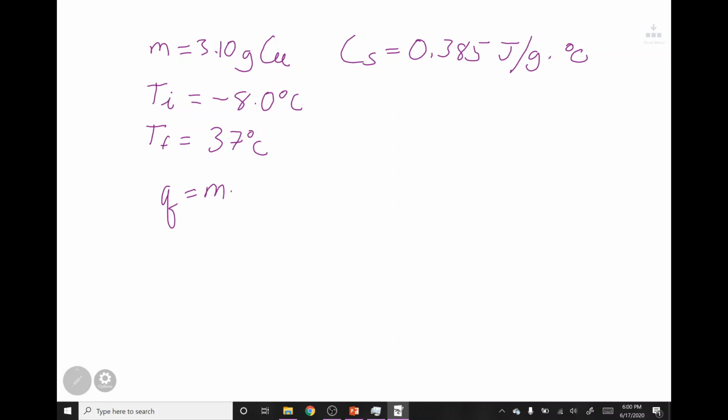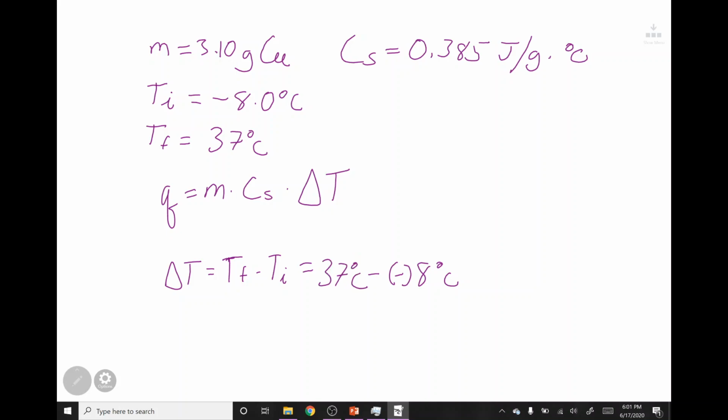So this will be equal to T final minus T initial, which is minus 8 degrees C. Sorry, I just wrote T final, that doesn't really make any sense. So 37 degrees C minus negative 8 degrees C. Delta T will be equal to a total of 45 degrees C. Essentially what you have is 37 plus 8.